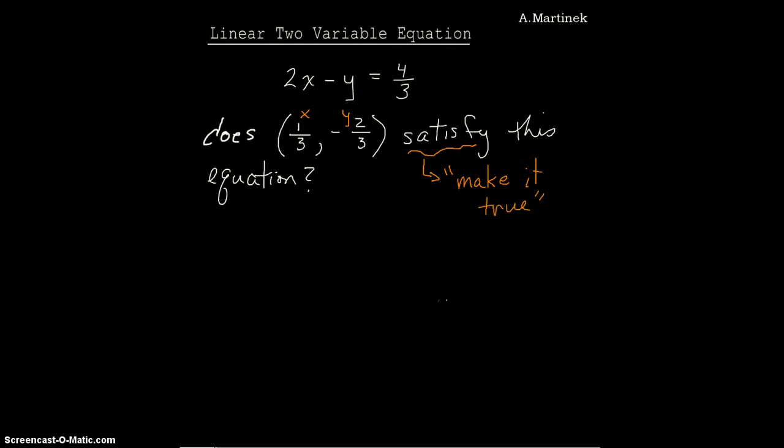Great. So let's go ahead and plug these values in. So I have 2 times 1/3, and plug that x value in for x, minus the y value. So I'm subtracting y, which was a minus 2/3. Very important to keep track of your signs in these cases. And I'm asking a question, does that equal 4/3?